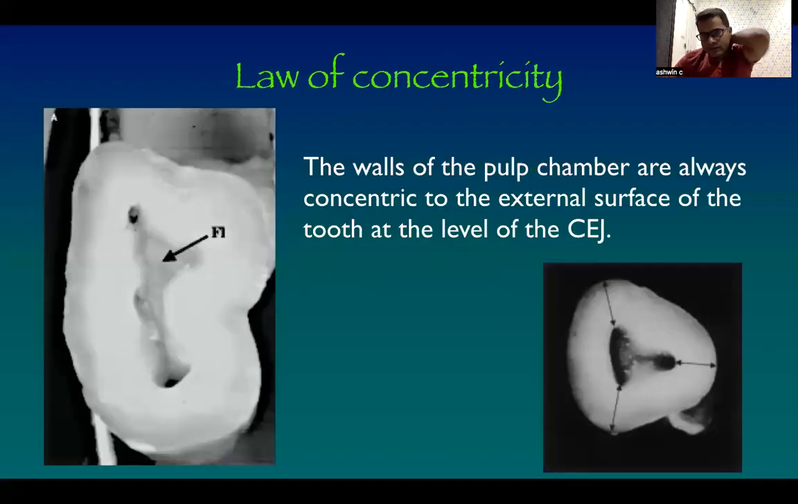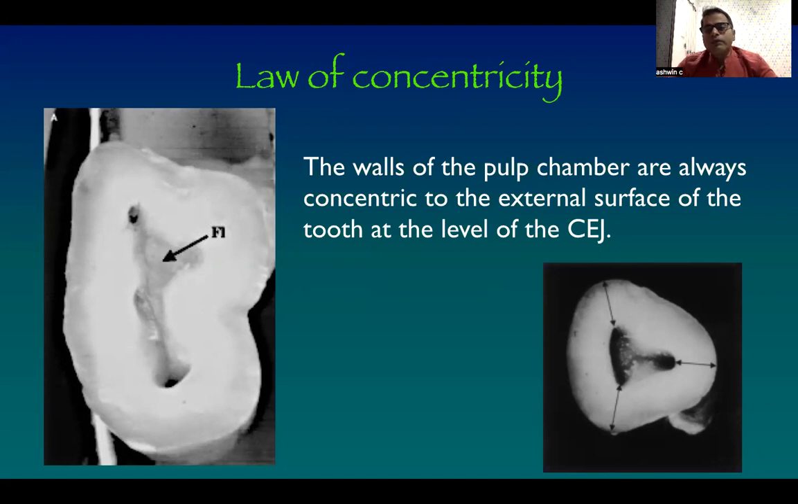So there is something called the law of concentricity. The walls of the pulp chamber are always concentric to the external surface of the tooth at the level of the CE junction. Now remember, this is one sentence. I will make it simple for you. You're not going to cut the tooth at the CE junction to check where your orifice is.